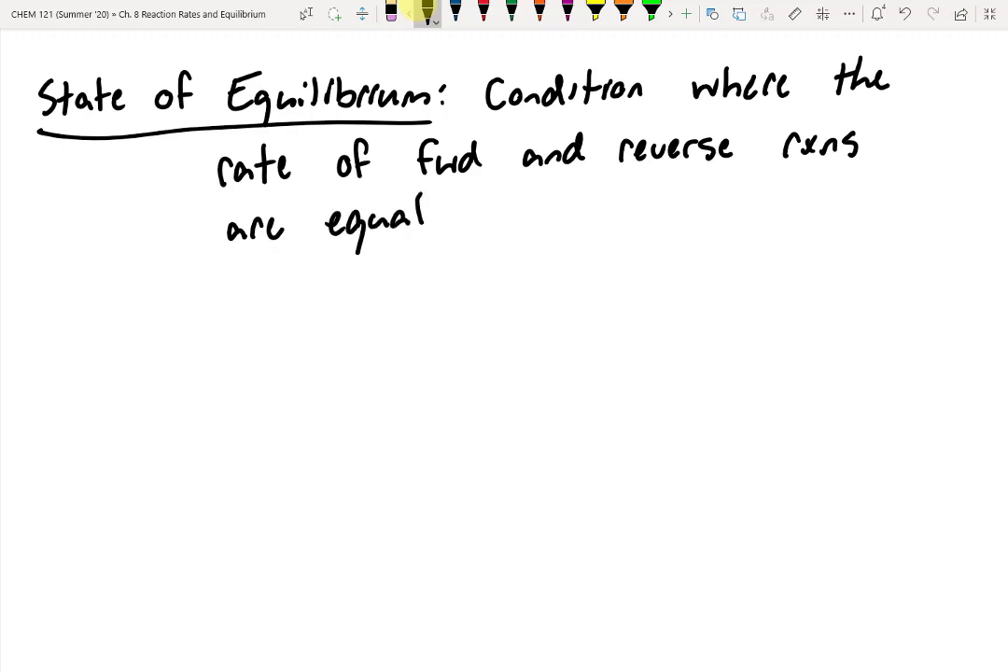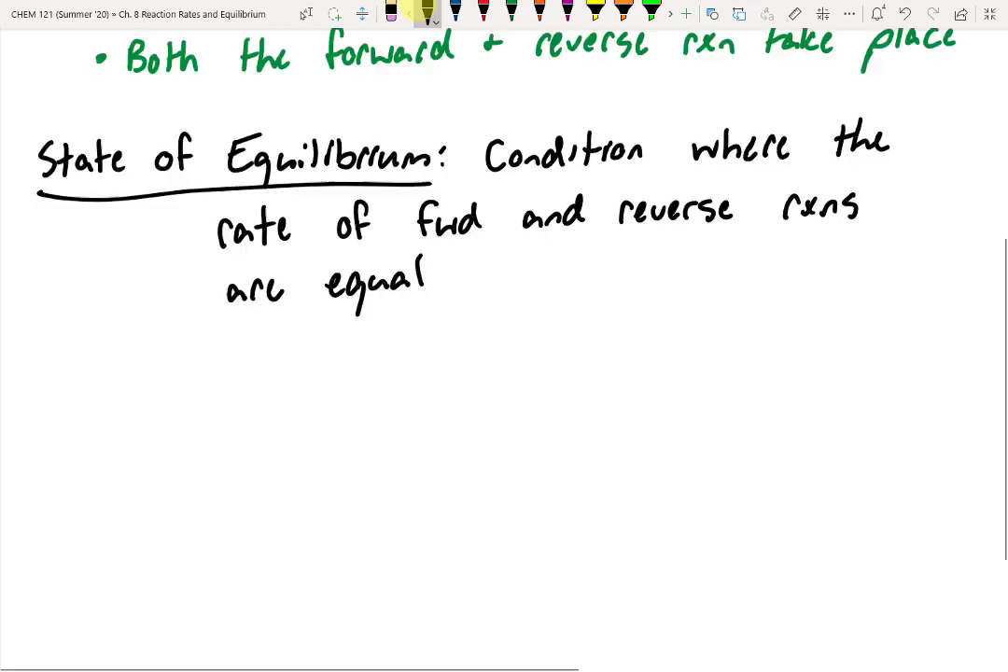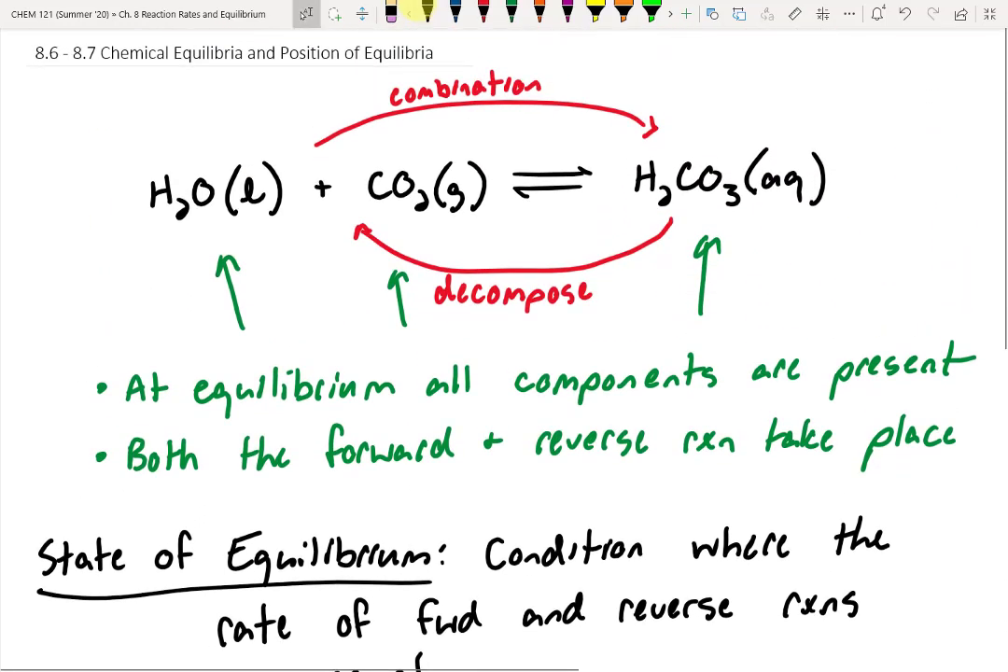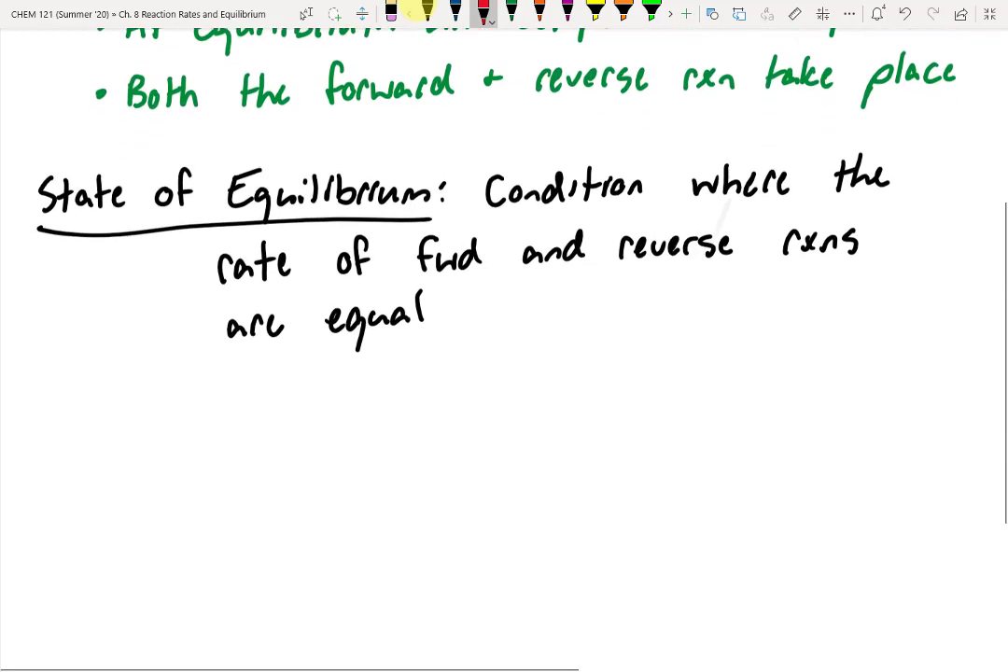So if we go and we look back at our previous example, right, we could say, well, the forward reaction was combination. That would have one rate. The decomposition would have a second rate. And when those two rates are equal, basically things are happy, right? We've created a situation where there's balance between the forward and reverse. That's called equilibrium. All right.